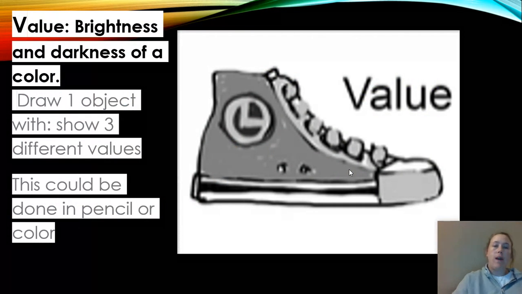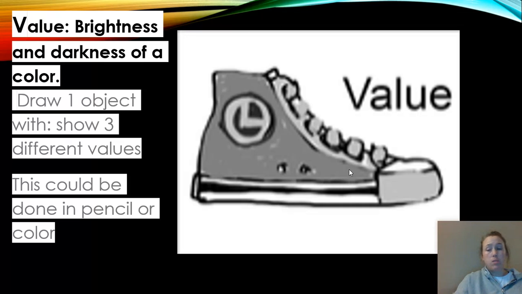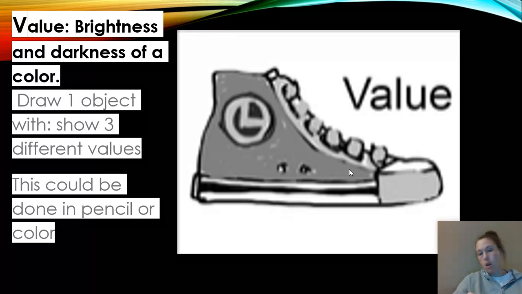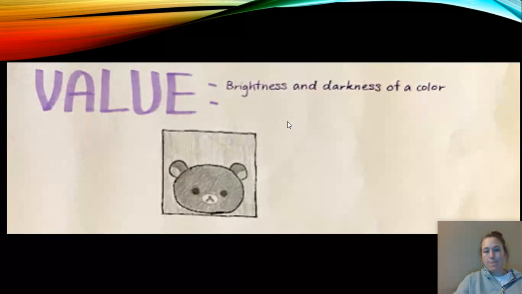Value. Value refers to the brightness or darkness of a color. So how light can it be, how dark can it be, and what are the mid-ground in between? Draw one object, try to show 3 values. You could do this in pencil, so just draw really light, draw medium, draw hard. You could leave some areas white, or you could do it in a color too. Here we've got our teddy bear. Our background is light, the inside of the ears are medium, a darker medium, and then really dark for the eyes.